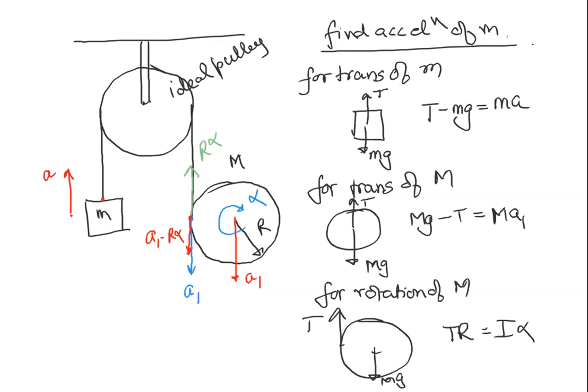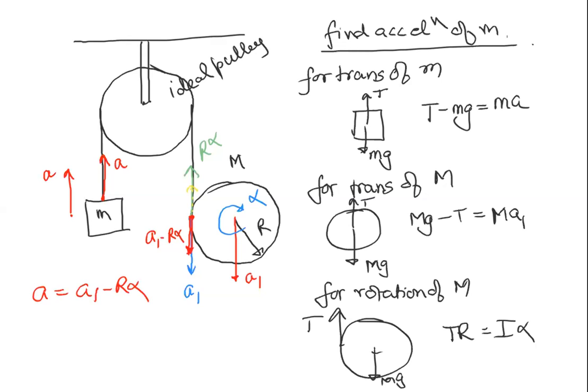तो मैंने आपको बताया कि any 2 points on the string must have the same acceleration along the string. This is a point on the string. This is a point on the string. So this guy has an acceleration a upwards. This guy has an acceleration A1 minus R alpha downwards. तो ये दोनों इक्वल होने चाहिए। a is equal to a1 minus r alpha.